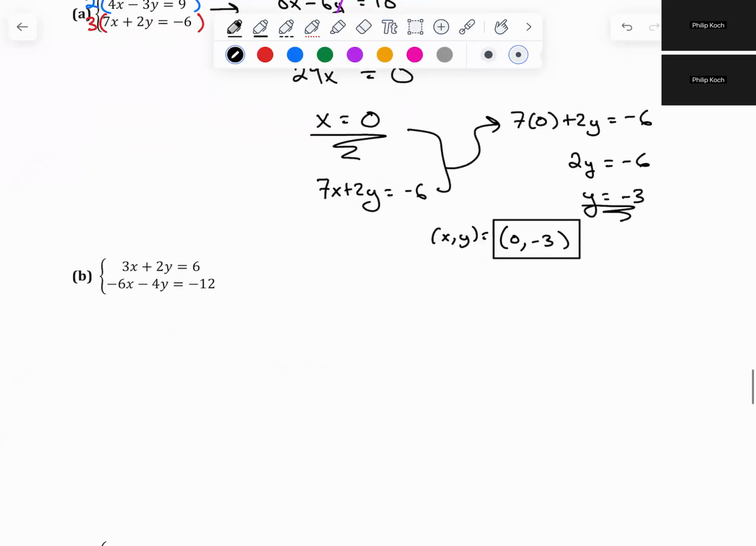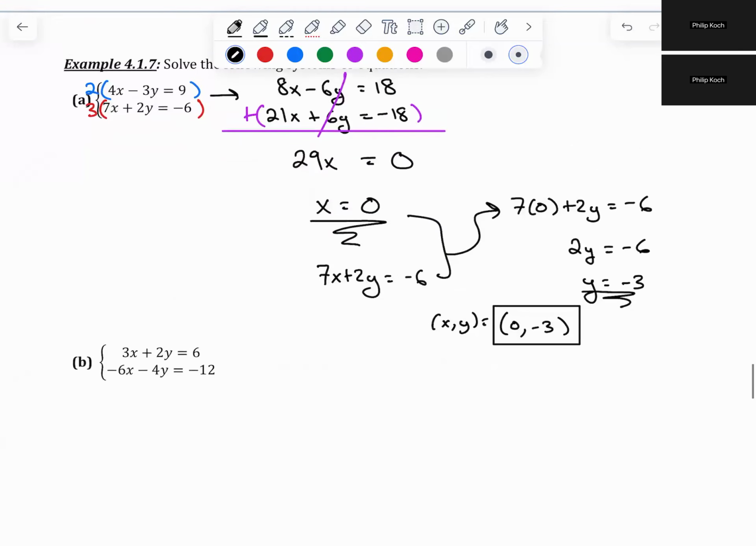The next one, unless there's any questions on the previous one. So this is the elimination method in action. Get one of the variables to have the exact same numbers with opposite signs, add them together to cancel it, solve for the remaining variable.